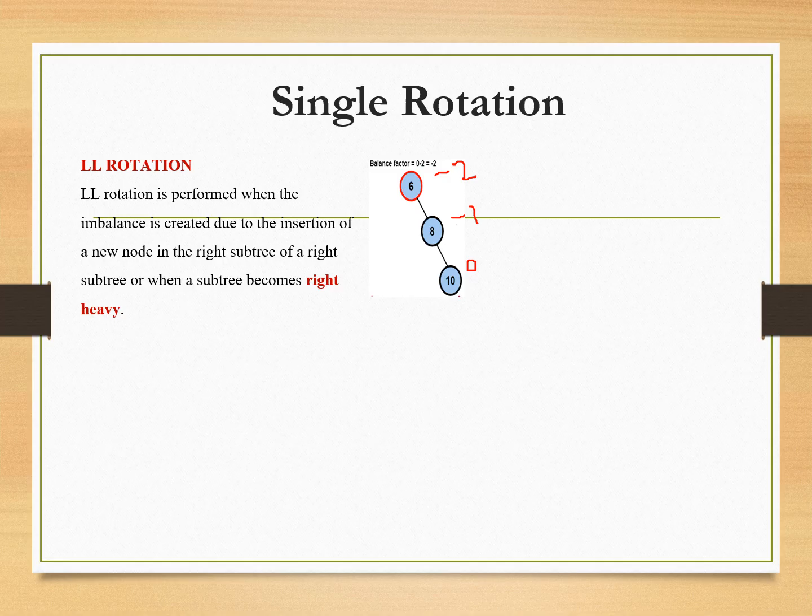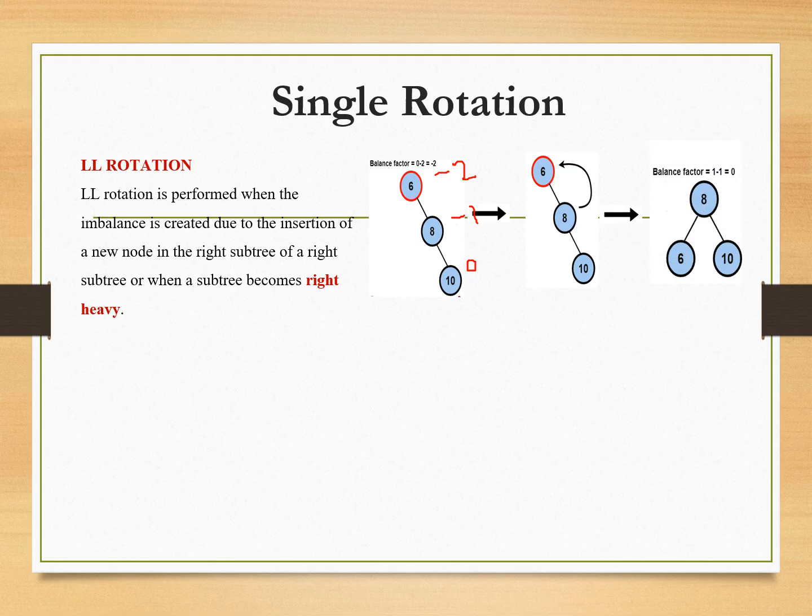So the tree is heavy on the right hand side. To make it balanced, I have to rotate it to the left. This is called left rotation. I have to rotate the imbalanced node to the left. Here the imbalanced node is 6, so that has to be rotated left. Assume that you are pulling this 6 to the left. So how will it be? After pulling it, 8 goes to the top and 6 comes to the left. So this is left rotation.